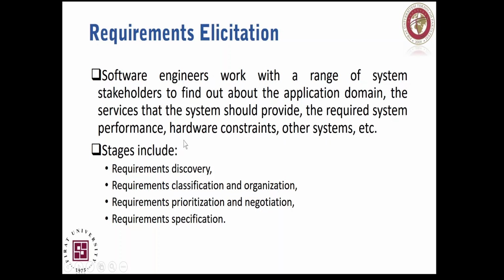Well, what kind of stages do we have? The first one is requirements discovery. The next one is classification and organization. The third one is prioritization and negotiation. The last one is specification. Specification is when we are done. We set the final stage of putting all things together. After discovery, classification, prioritization, and negotiation, we put everything together in a formal document.